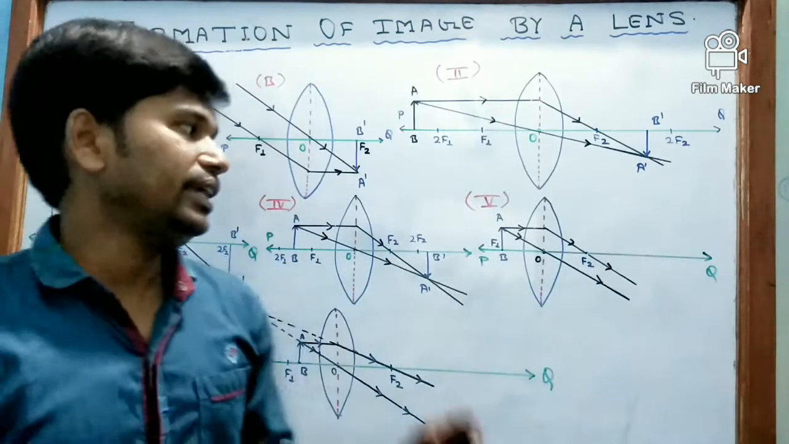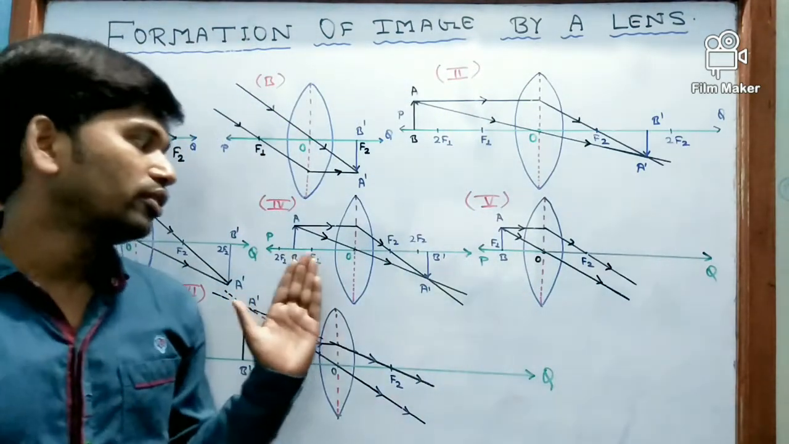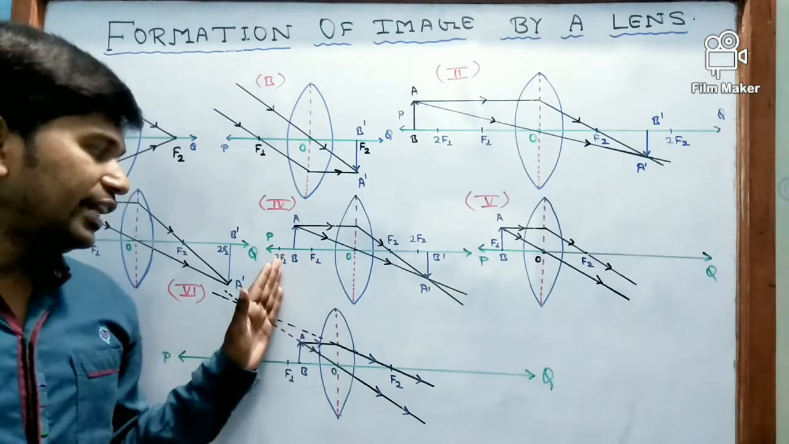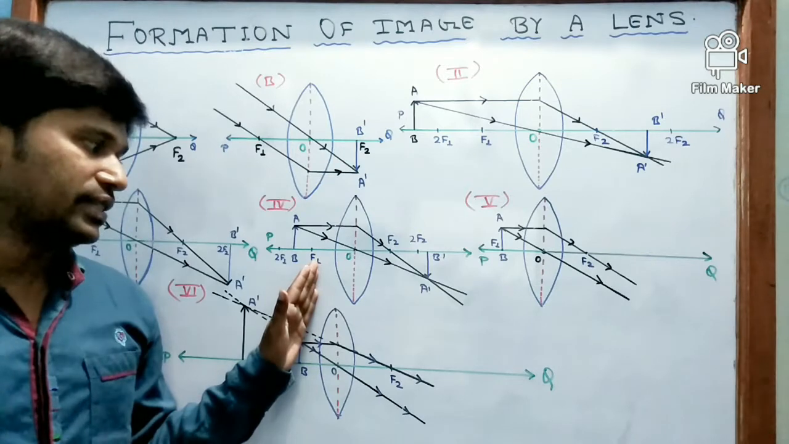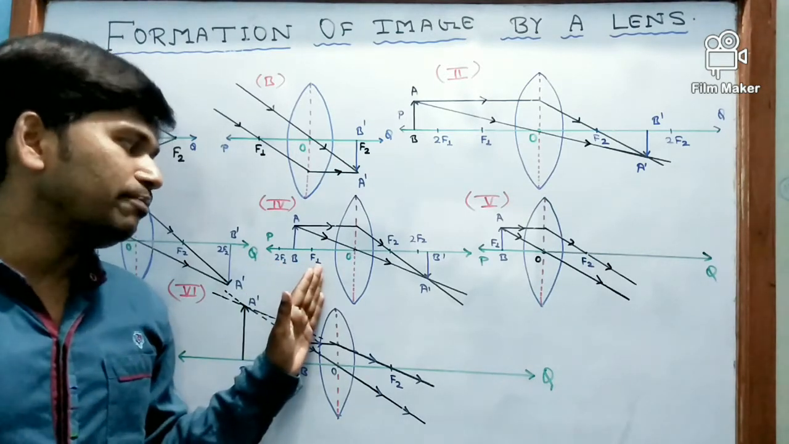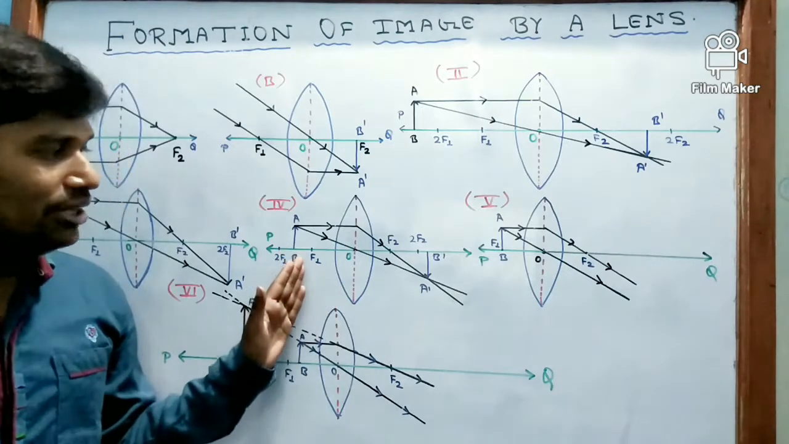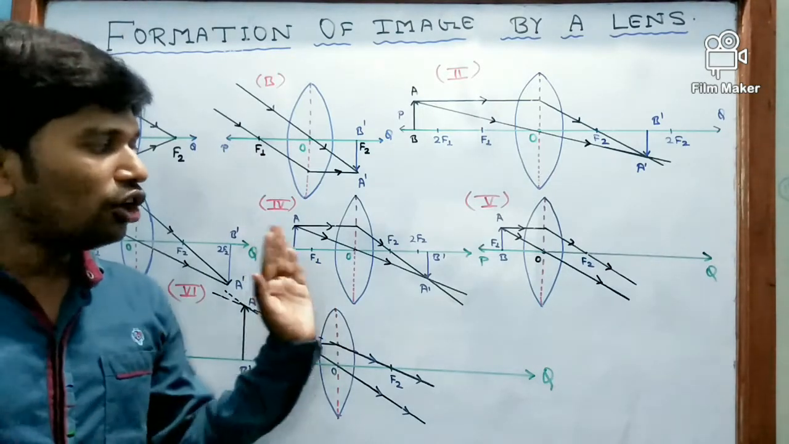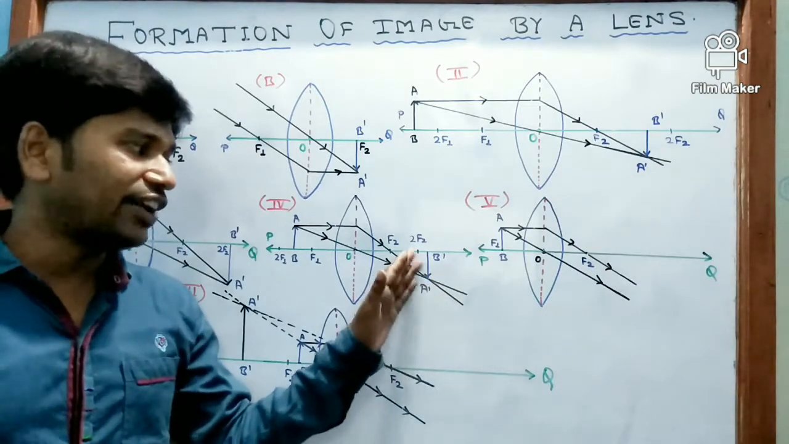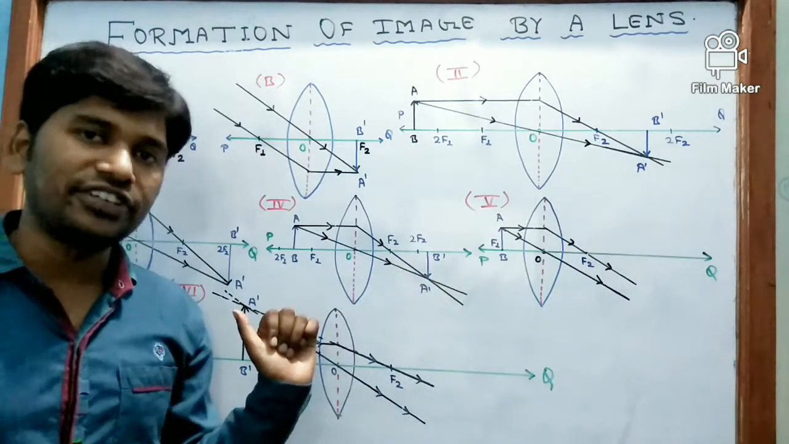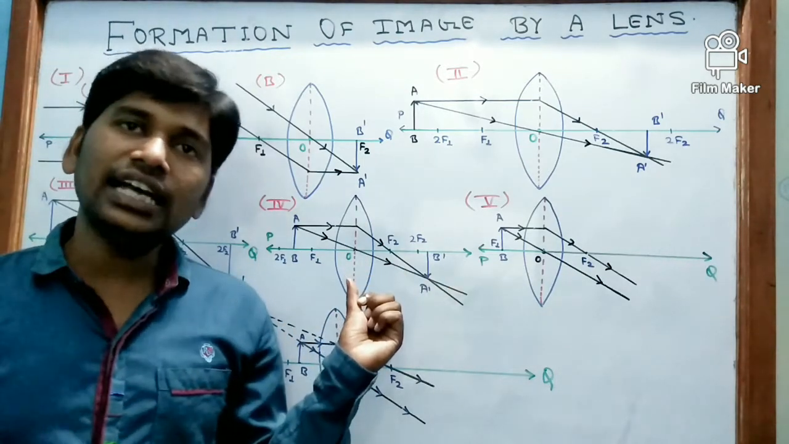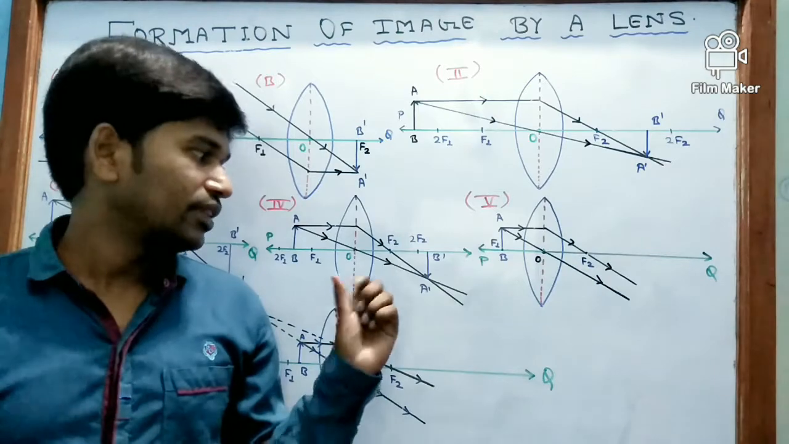Next, we can see the fourth position, when the object is placed between the center of curvature and focus. When the object is placed between the center of curvature and focus, the image is formed on the other side of the lens beyond the center of curvature. The nature of the image is real and inverted.